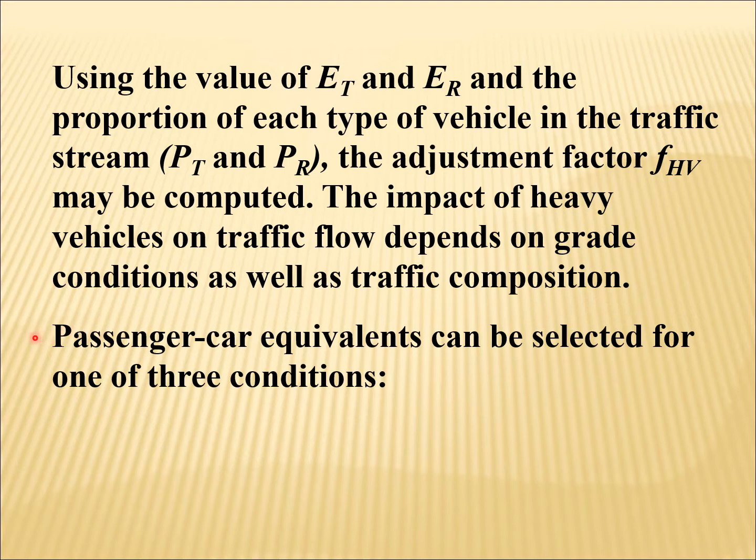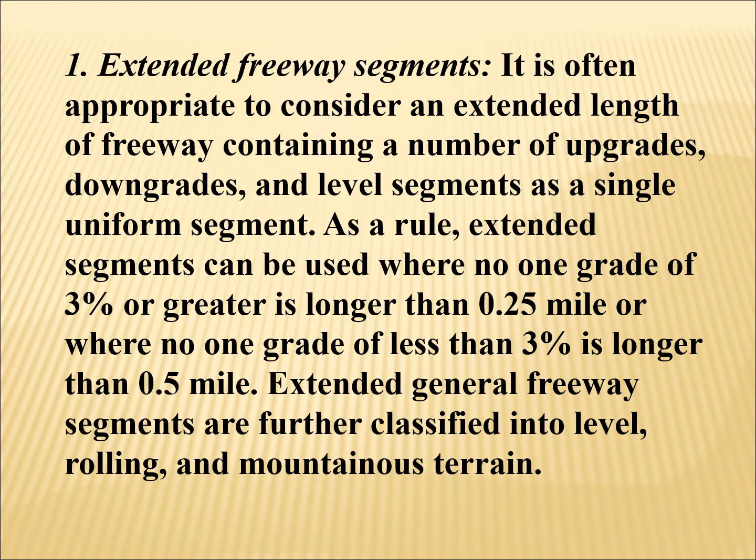The impact of heavy vehicles on traffic flow depends on grade conditions as well as traffic composition. Passenger car equivalents can be selected for one of three conditions. Number 1, extended freeway segments. It is often appropriate to consider an extended length of freeway containing a number of upgrades, downgrades, and level segments as a single uniform segment. As a rule, extended segments can be used where no one grade of 3% or greater is longer than 0.25 mile, or where no one grade of less than 3% is longer than 0.5 mile.